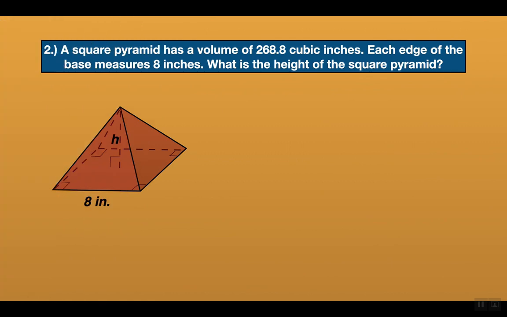Question number 2. A square pyramid has a volume of 268.8 cubic inches. Each edge of the base measures 8 inches. What is the height of the square pyramid? We're going to need the formula for the volume of a pyramid. So the formula is volume equals 1/3 times area of base times height.